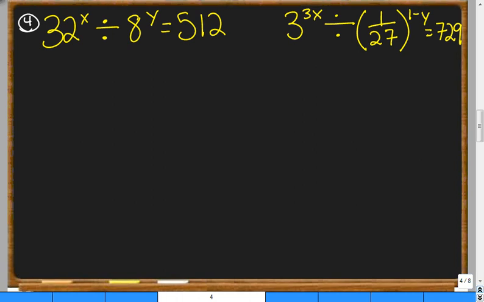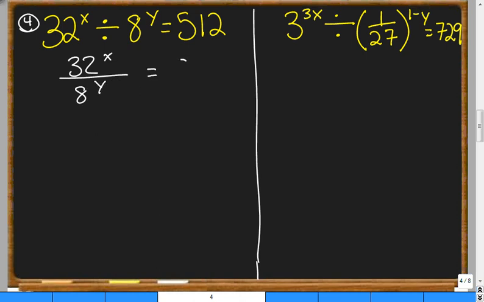Okay, moving on. Let's say we have simultaneous equations. When we have simultaneous equations and we have to solve, we need to get one variable in terms of another, or somehow get two equations that work together. Once we have two equations, we can substitute and solve. So I want to get x equals some sort of y. I'm going to work with each side of these separately. This left side is the same thing as saying 32 to the x over 8 to the y equals 512.